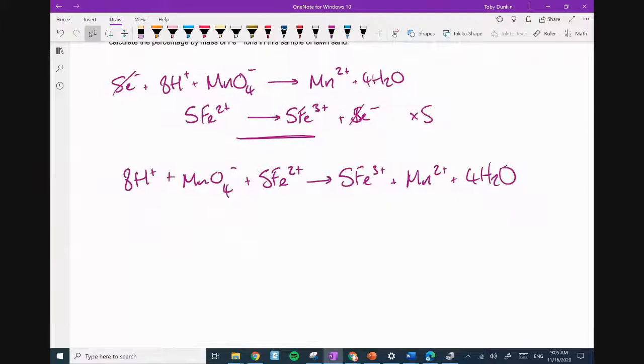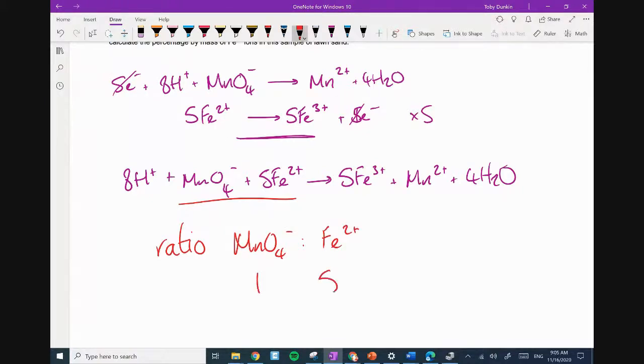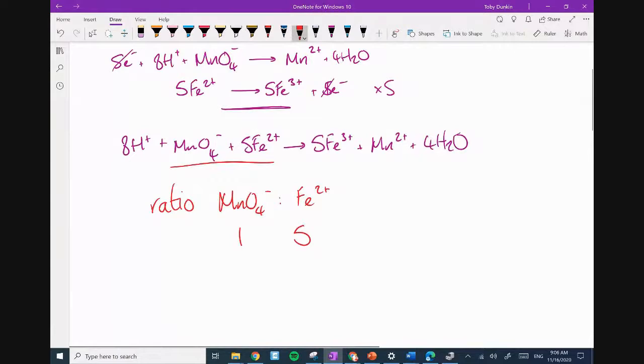Now the whole purpose of this is for the ratio. This is what I'm after. I'm looking for the ratio between my oxidizing agent, MnO4-, and iron 2+. So in this case, it's a 1:5 ratio. That is the whole function.